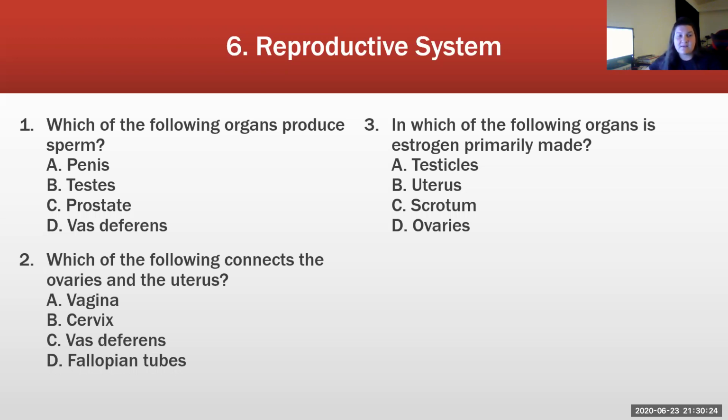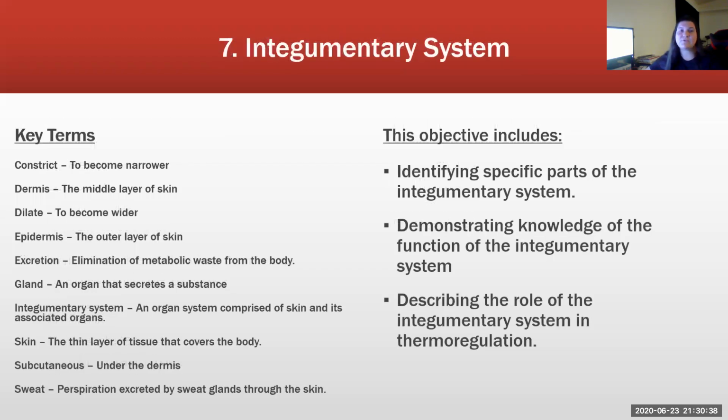The uterus and the uterine lining will have an effect on estrogen production, but the ovaries is the primary organ where it's made. So I hope that makes sense. Oh, wow, we're cruising through this. Yay! Okay, key terms for the integumentary system.